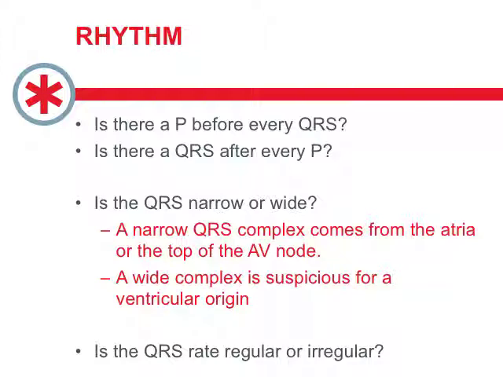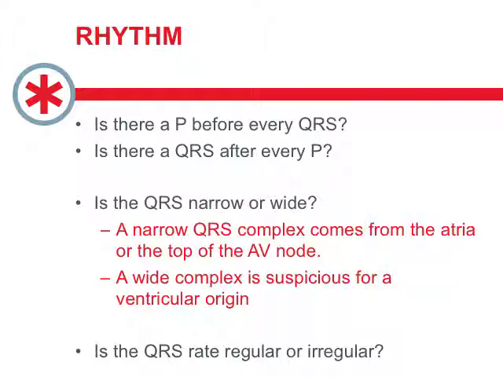All right, so we've talked about AV blocks and those two questions, right? Is there a P before every QRS? Is there a QRS after every P wave? Let's go on to the second question, and that is, is the QRS narrow or is it wide? And remember what we said at the start: if you have a narrow QRS complex, meaning less than 100 milliseconds, then for sure that is being driven by the atria. It's coming down the normal AV node and down the His-Purkinje system and working fine.